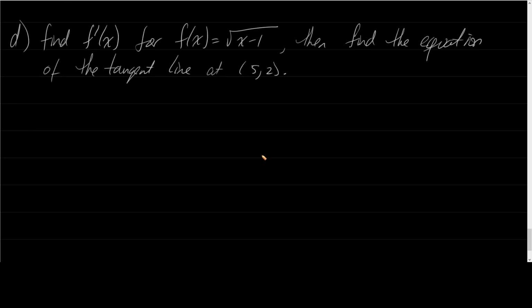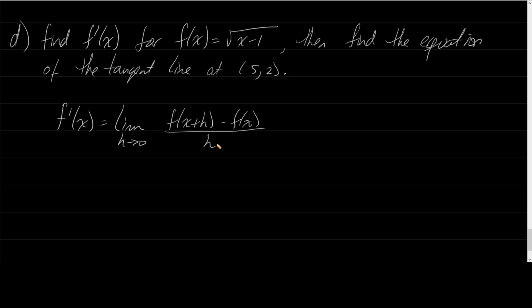So, all right, first I want to find f prime of x, and we know that f prime of x, by definition, is the limit as h goes to 0 of f of x plus h minus f of x, all of this over h. All right, always write down the formula whenever you're starting with anything. So that's our limit definition of a derivative.